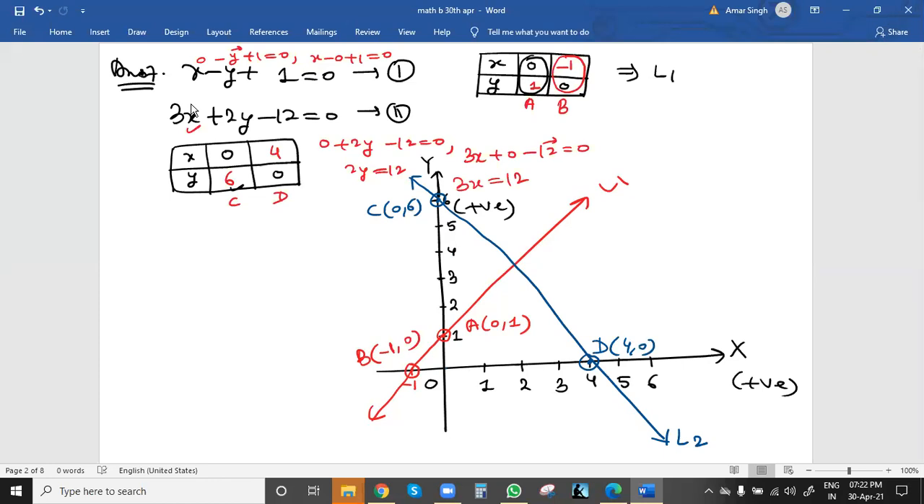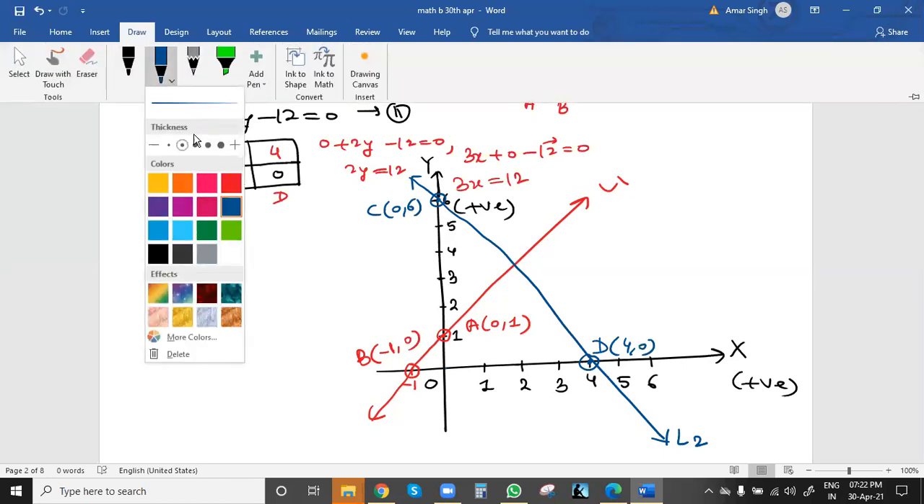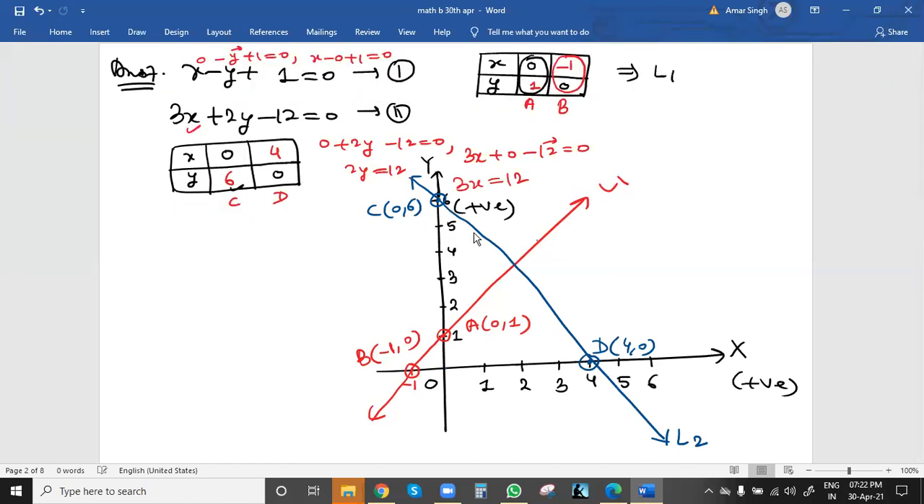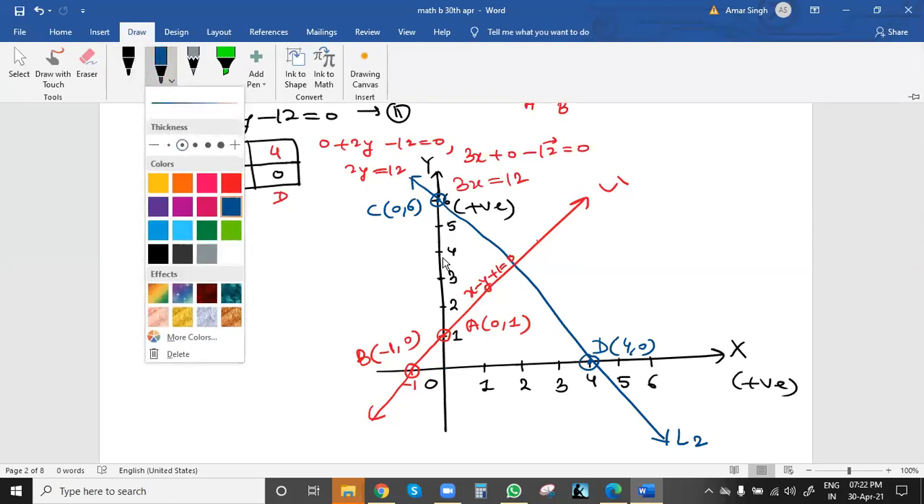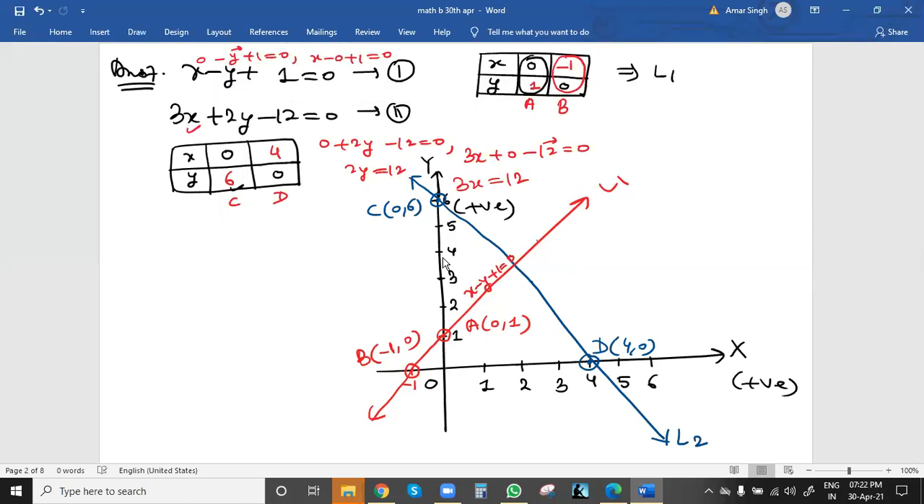One more thing we have to do is write the equations. The first line we got from the first equation, so we write here the first equation, x minus y plus 1 equal to 0. And the second line we got from the second equation, we write on top of it. The second equation is 3x plus 2y equal to 12, which is the same as 3x plus 2y minus 12 equal to 0.